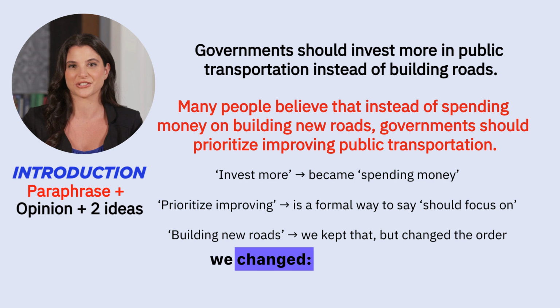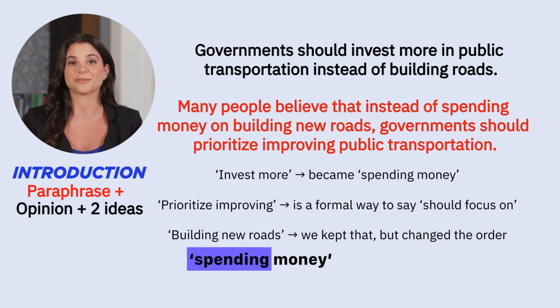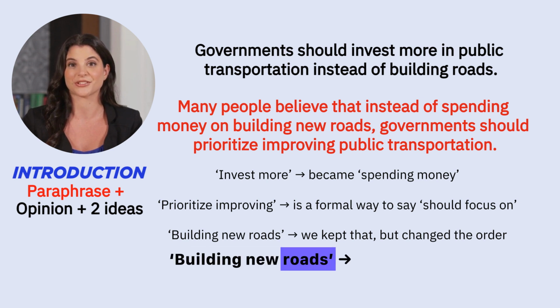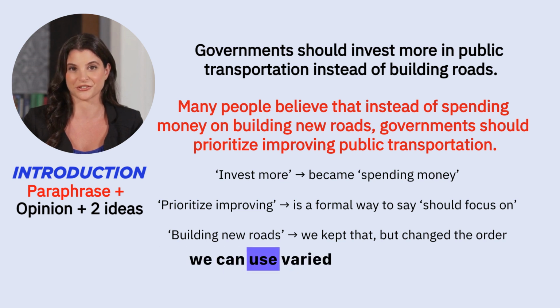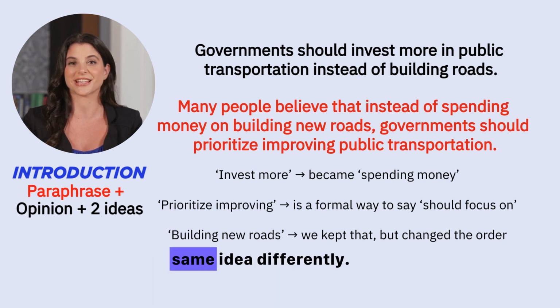Let's look at what we changed. Invest more became spending money. Prioritize improving is a formal way to say should focus on. Building new roads. We kept that, but changed the order. This shows the examiner we can use varied vocabulary and express the same idea differently. That's key for a high band score.